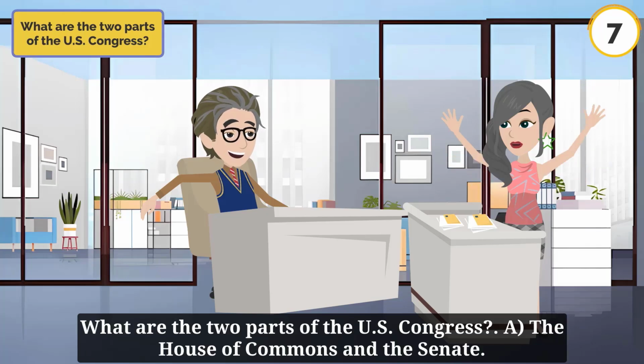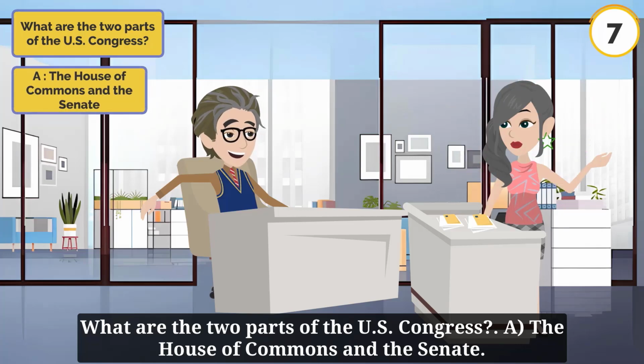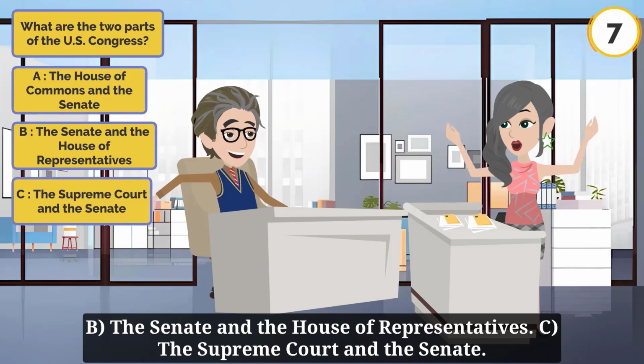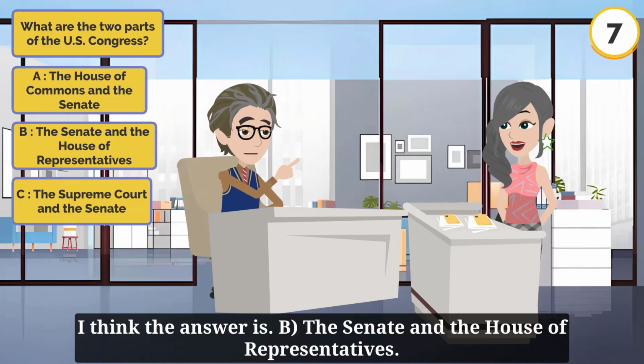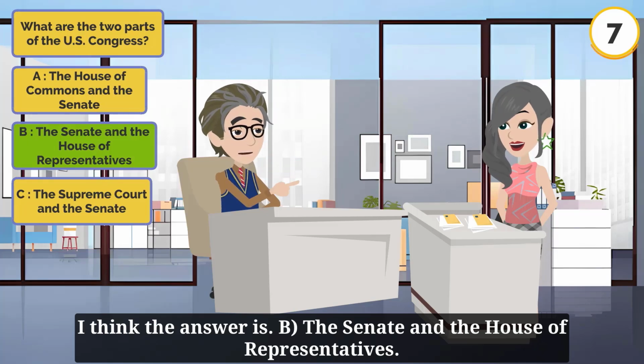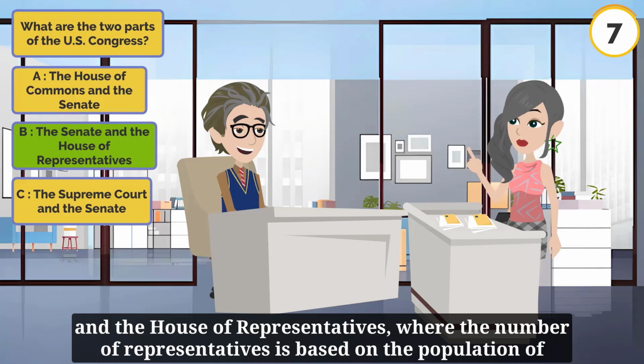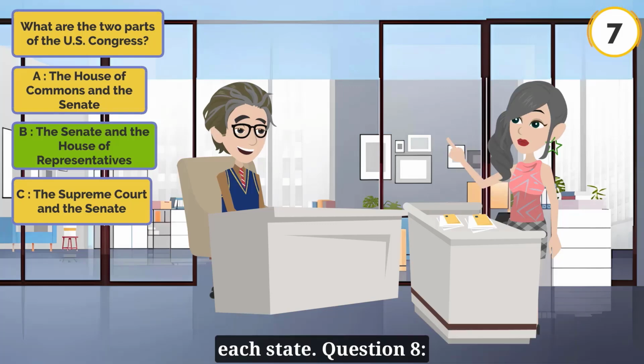Question 7. What are the 2 parts of the U.S. Congress? A. The House of Commons and the Senate. B. The Senate and the House of Representatives. C. The Supreme Court and the Senate. I think the answer is B, the Senate and the House of Representatives. Exactly. Congress is a bicameral body consisting of the Senate, where each state has 2 senators, and the House of Representatives, where the number of representatives is based on the population of each state.